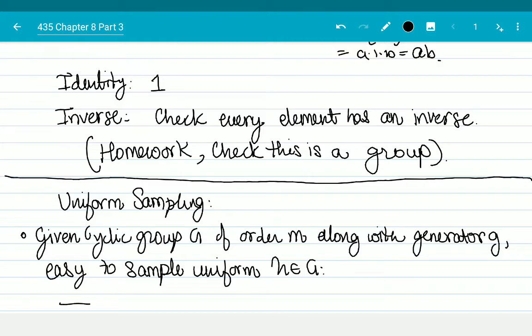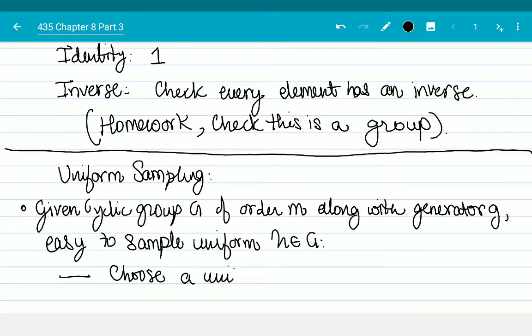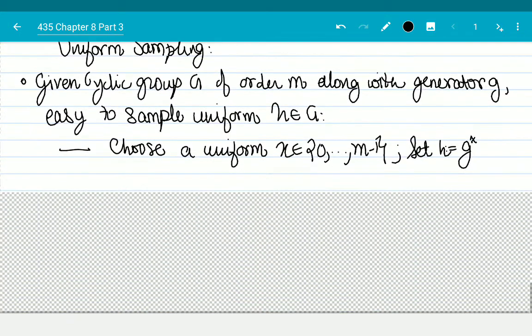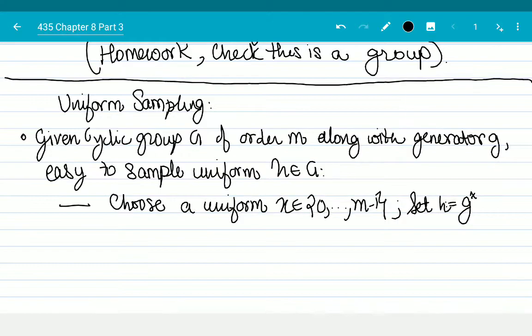How do you do that? Well, choose a uniform x belonging to 0 to m minus 1 and set h equal to g to the x, well, defined as g to the x. Right, this is going to go through the entire set. So since you can choose a uniform element from the group, we can now define the discrete logarithm problem.